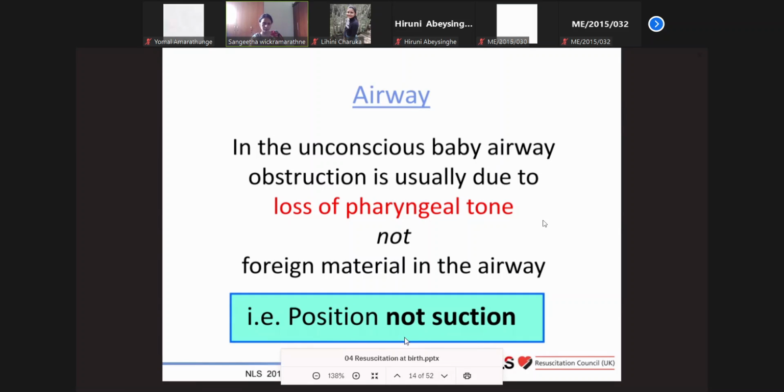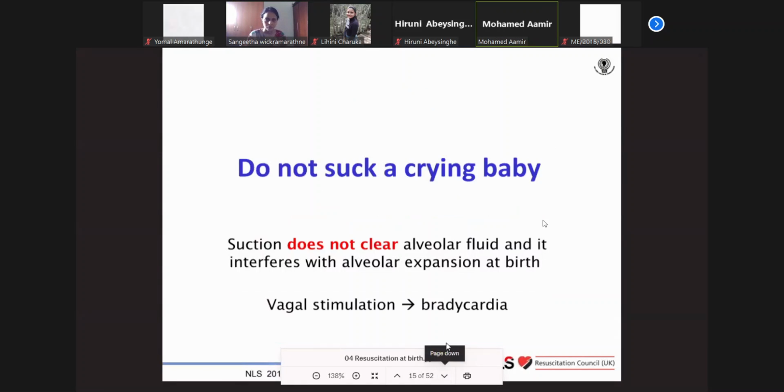So that's why we say there is no place for suctioning. Even during meconium aspiration, you don't suck out the babies as the first step. So never suck a crying baby. You don't have to, because you know the airway is open. If a baby is crying, you are happy. Suction does not clear alveolar fluid, you know.